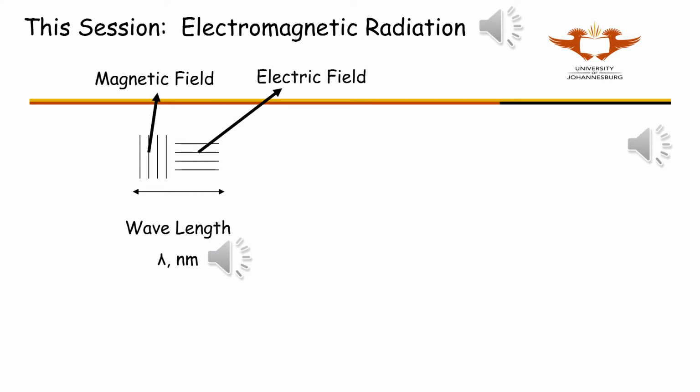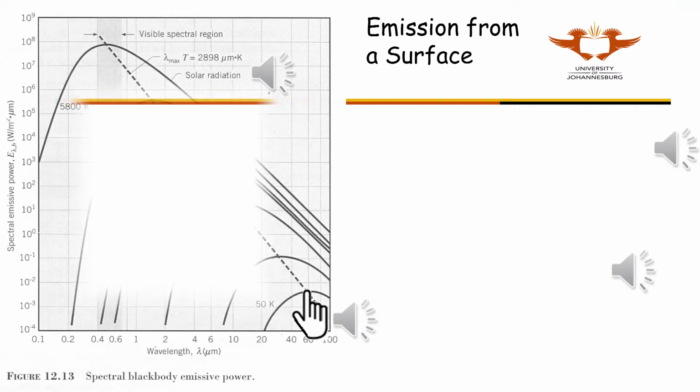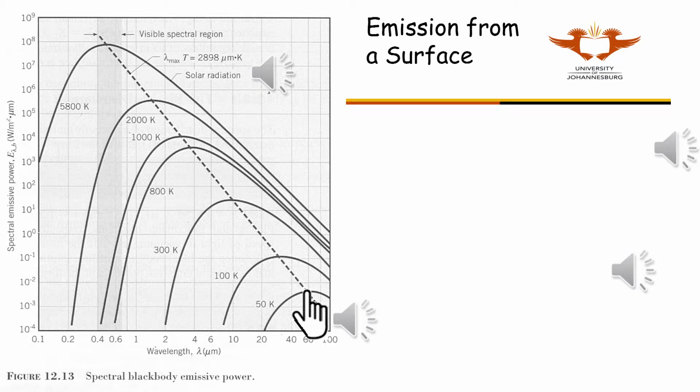The wavelength of the radiation decreases with increasing temperature of the radiating surface. In this diagram, you can see that, as the temperature of the surface increases, from 50 Kelvin towards 5800 Kelvin, the wavelength of the radiation, corresponding to maximum power, decreases from about 60 micrometers to about 0.5 micrometers.